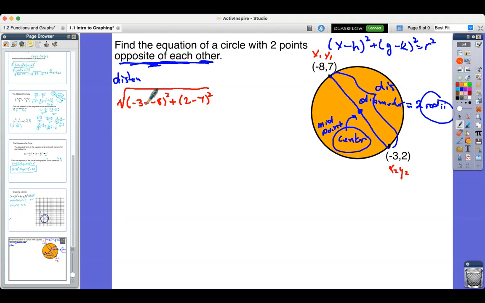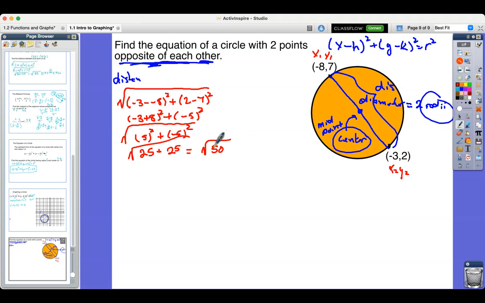All right, so minus the negative, that means it's -3 plus 8, plus 2 minus 7, which is -5. I'm going to simplify that. -3 plus 8 is 5 squared, plus -5 squared. A common mistake is thinking that a negative squared gives you a negative answer. No, a -5 times a -5 is a positive 25. A 5 times a 5 is a positive 25. Add them up, we get radical 50.